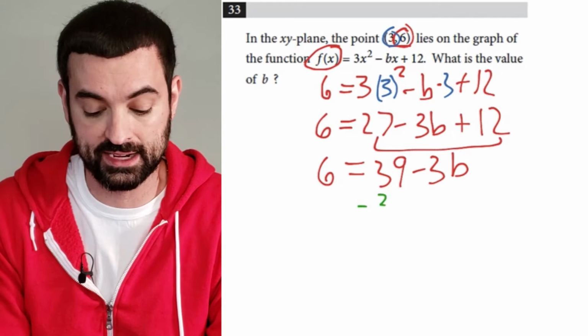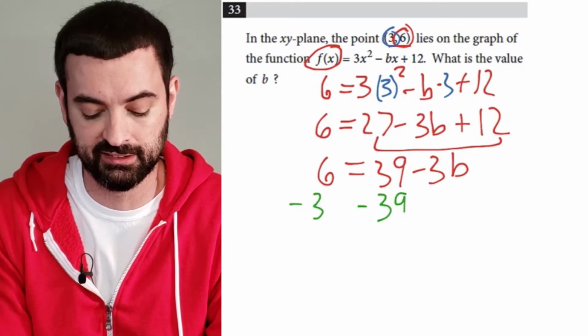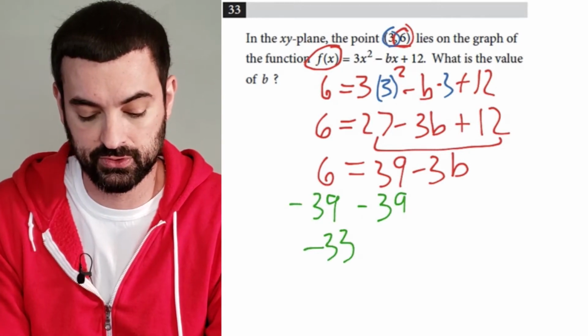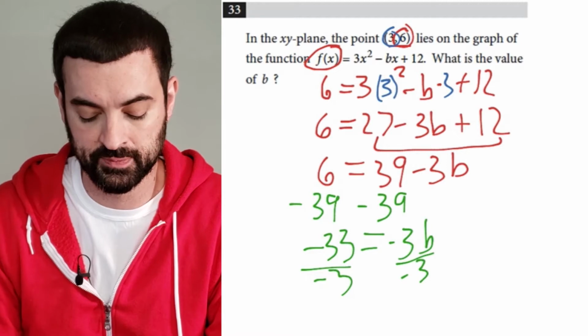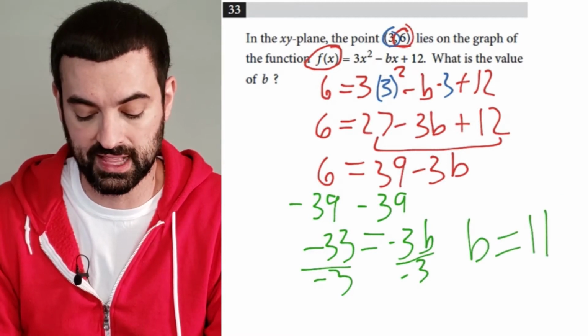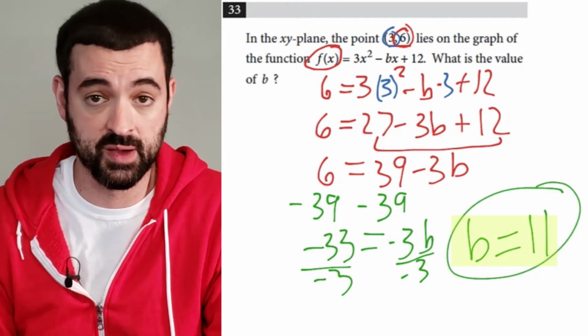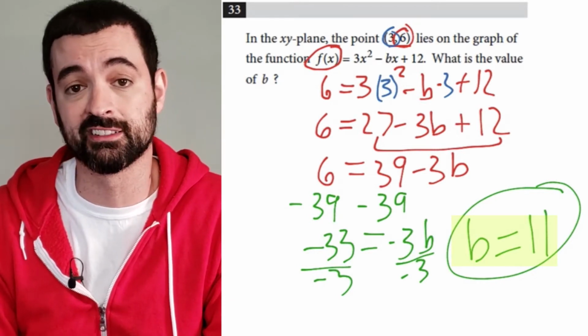Let's subtract 39 from both sides. Negative 33 equals negative 3b. Divide both sides by negative 3. b equals 11. And you would bubble in the number 11 because this is in a free response section.